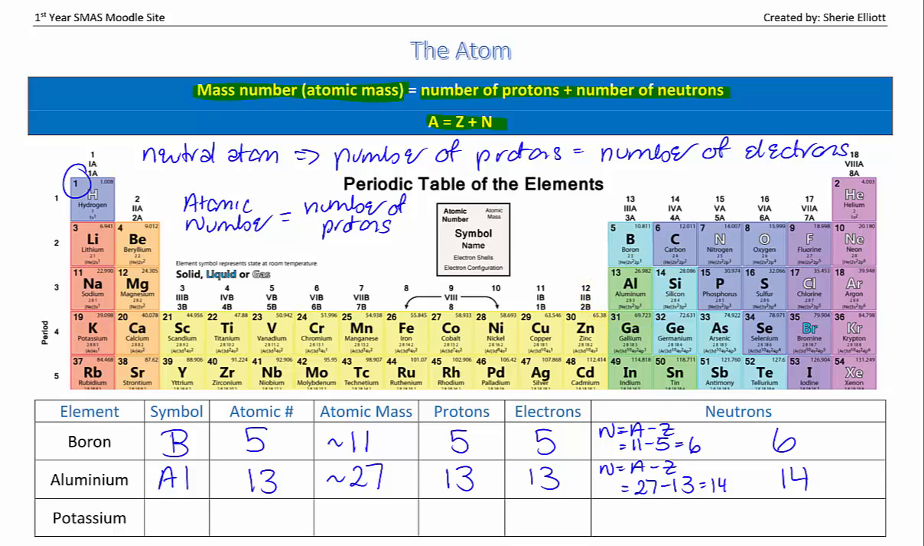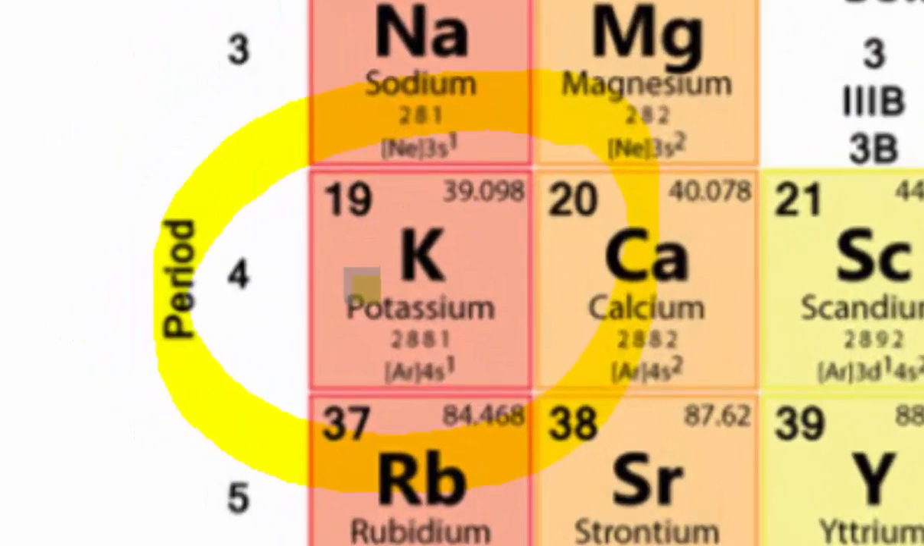Now you should pause the video and try and do potassium yourself. Okay, so hopefully you've done it. Potassium is over on the left-hand side, over here. So the symbol for potassium is K. The atomic number for potassium is 19. The atomic mass is 39.098, so approximately 39.